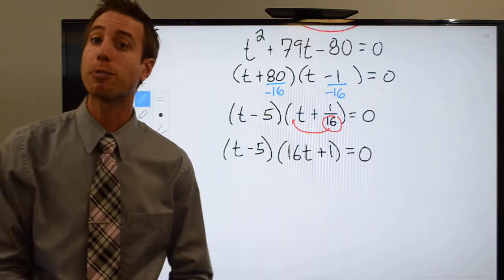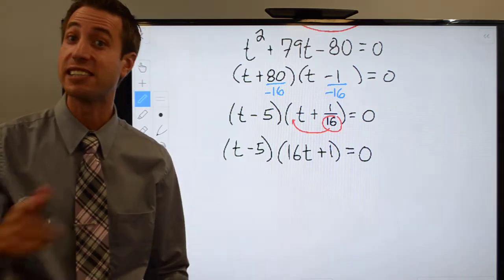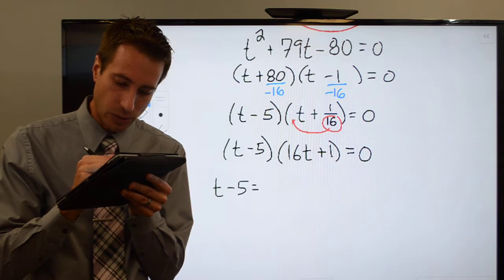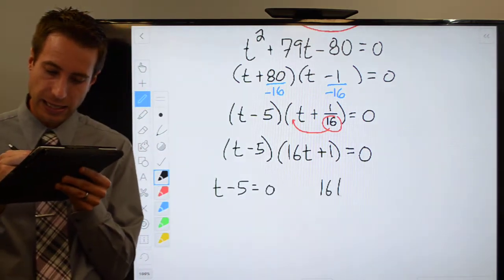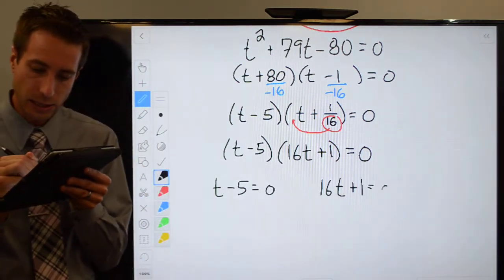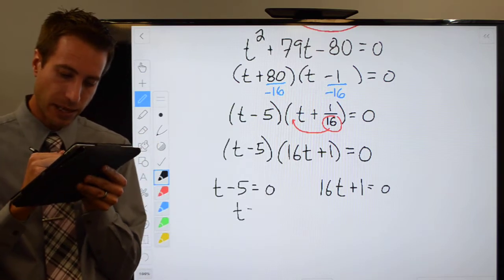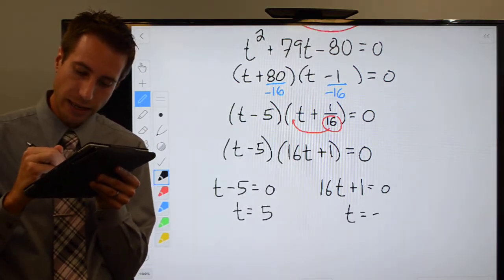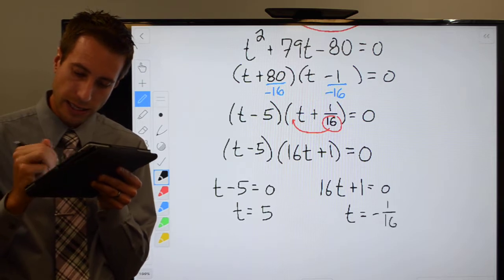the zero product property can be used to split these guys up and solve each one. T minus 5 is equal to 0. 16t plus 1 is equal to 0, which means t is equal to 5, and t is equal to negative 1/16.